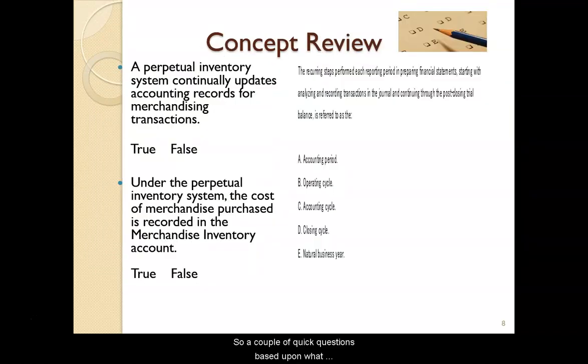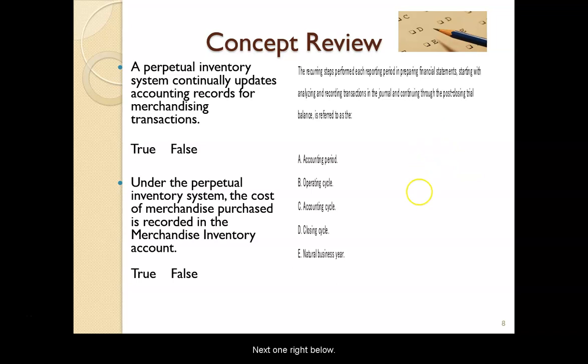So a couple of quick questions based upon what we just discussed. The first one, I'm going to work from left to right, true, false to multiple choice. It says a perpetual inventory system continually updates accounting records for merchandising transactions. The correct answer is true. All right, that's where the word perpetually comes. I like to call it Our Lady of Perpetual Inventory, all right, because it's always being adjusted every time something happens.